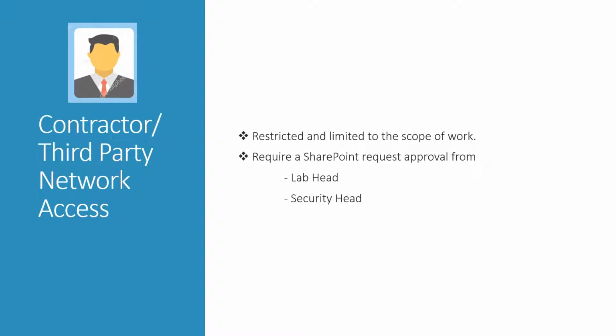Next is contractor or third-party network access. The access will be restricted and is limited to the scope of work. Access for contractor or third party requires a SharePoint request, and this has to be approved by the lab head first and then by the security head.